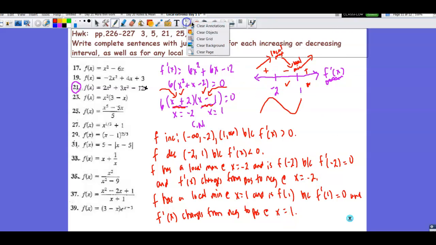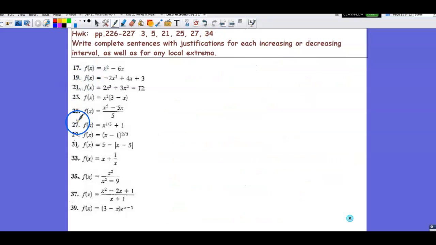All right, let's clear that, and let's go to the next problem, which is number 25. Now, when I do number 25, I'm going to begin by doing a rewrite with that fraction in the denominator. So I'm going to say in number 25, f of x is equal to 1/5 x to the 5th, minus, and I'm going to break the fraction apart. Where I have 5 over 5, that's just going to be x. So that's just going to make my life easier to find the first derivative.